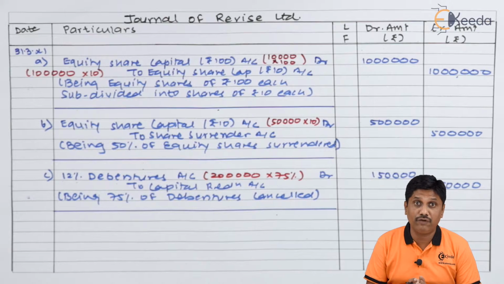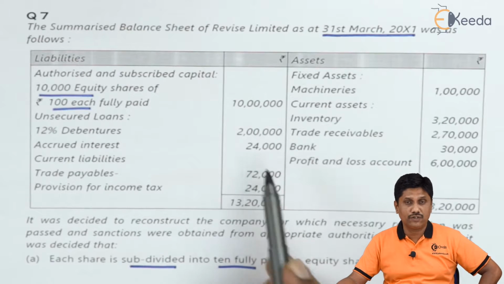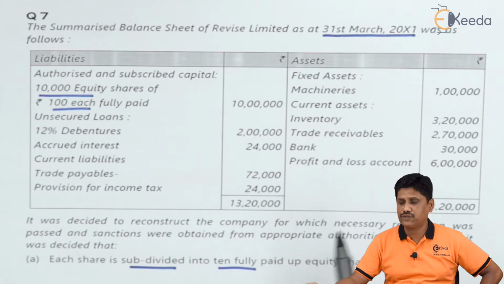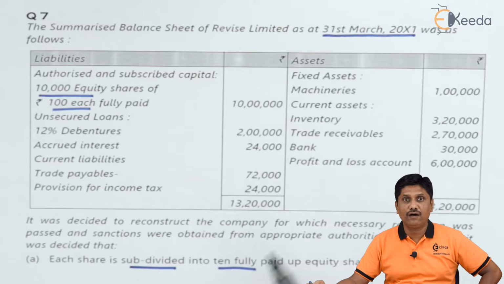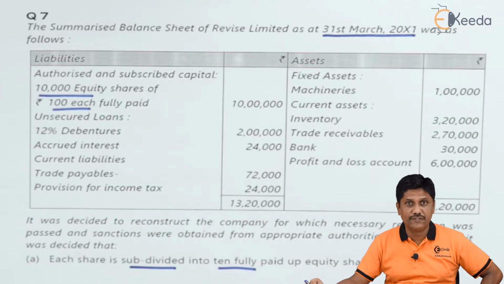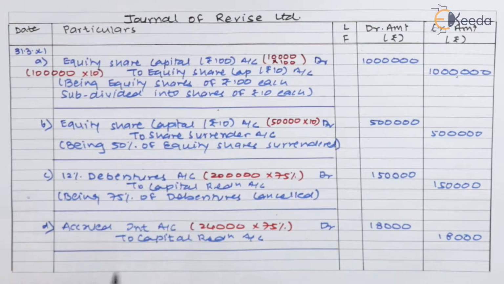Let us see what is the amount of accrued interest. The accrued interest of debenture holder is 24,000. Of that 75% comes to 18,000. Right, so your entry will be accrued interest account debit to capital reduction account to the extent of 18,000. So let us record the entry. Friends, our entry is accrued interest account debit to capital reduction. As I discussed, 24,000's 75% comes to 18,000.